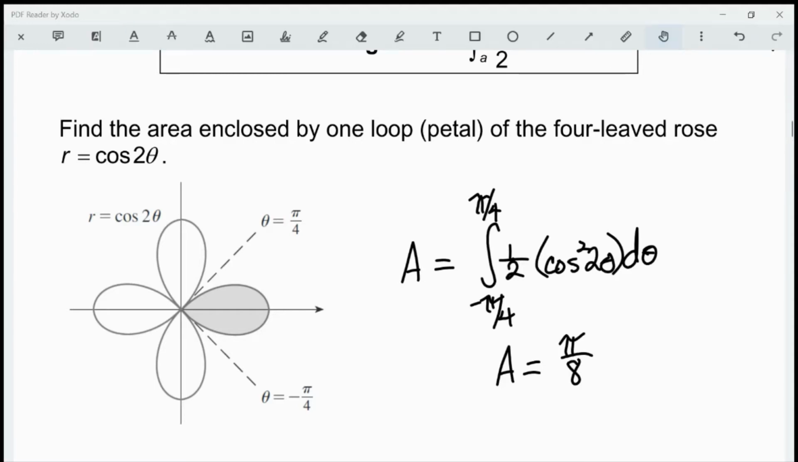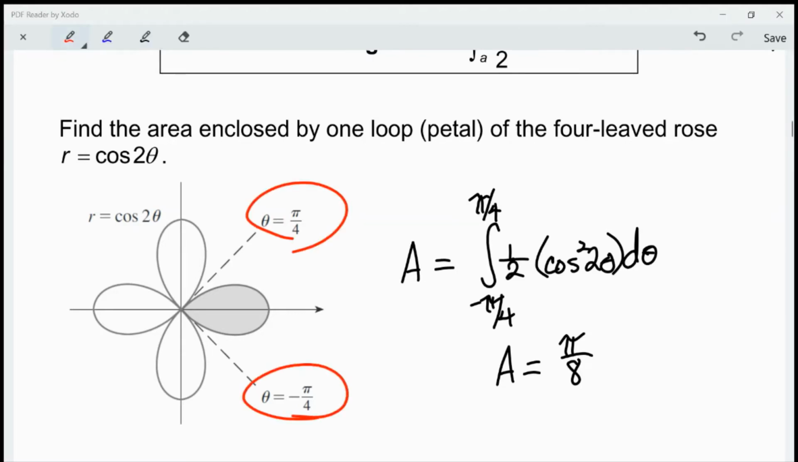Now, the hard part on these in a lot of cases is going to be finding the limits of integration. In this case, it was very clearly shown in the diagram. These are the limits of integration. But sometimes we're going to have to take our equation, set it equal to 0, and then find some consecutive theta values that will constrain one of those pieces of a curve, or whatever part of the curve we're trying to work with.